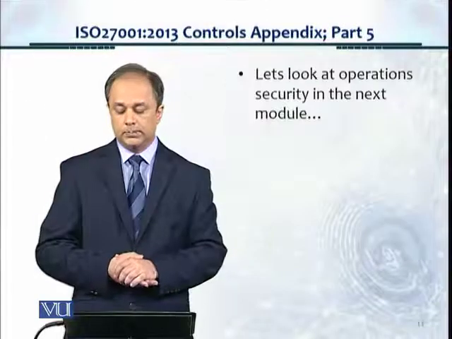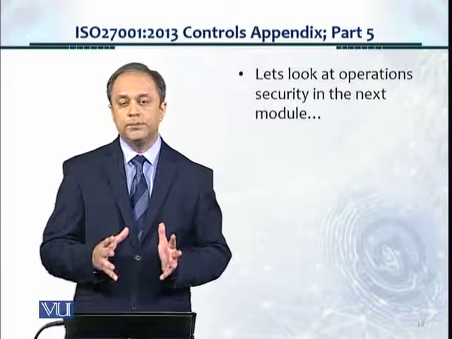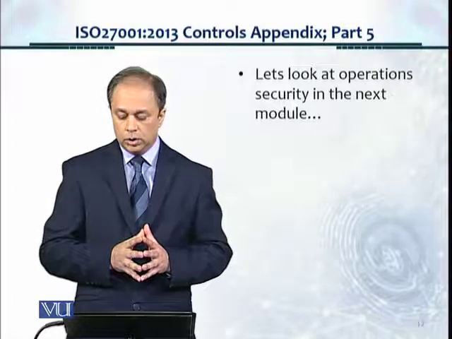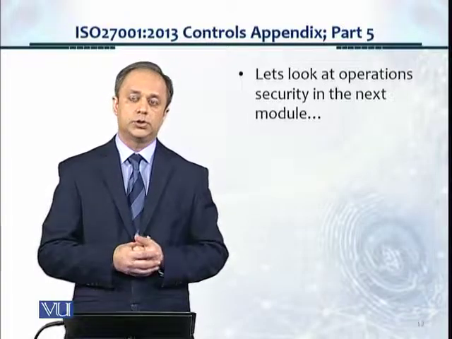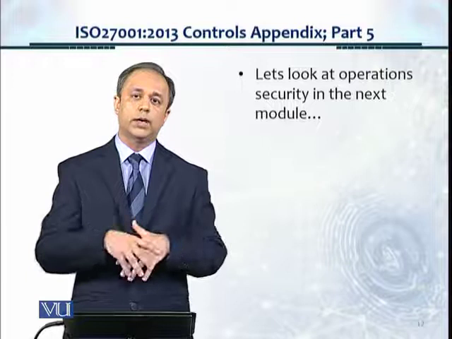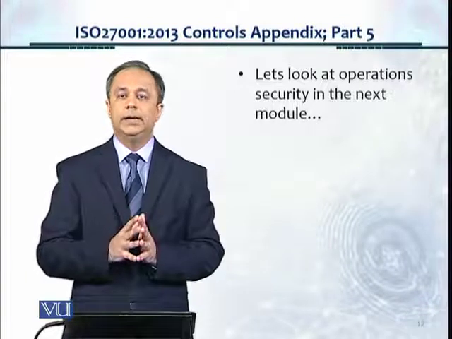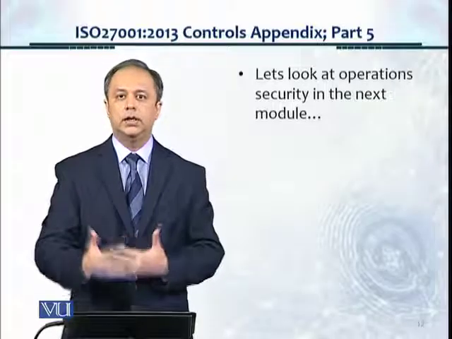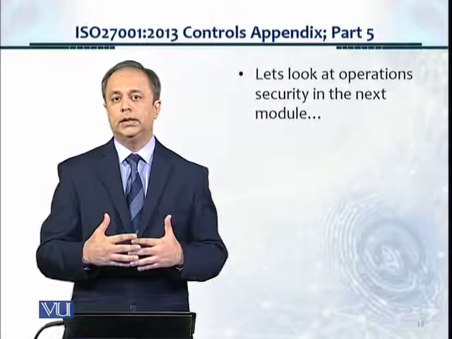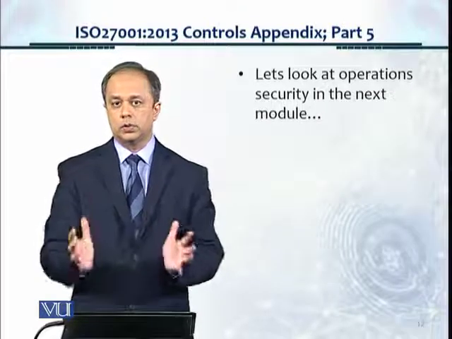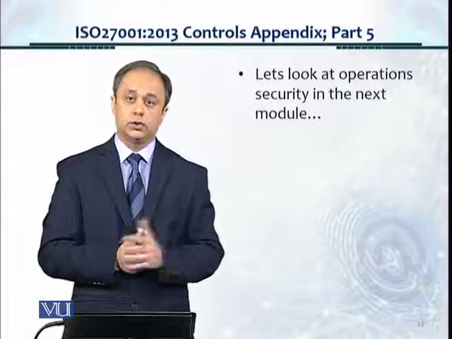That was a detailed look at the controls appendix. In the next module, we're going to look at operations security. In this module, we took a look at the physical and environmental controls in detail. There are a lot of physical and environmental controls, and that's a very important part of security. There are different perimeters and zones and mechanisms used for the physical and environmental security, as you saw in this module.